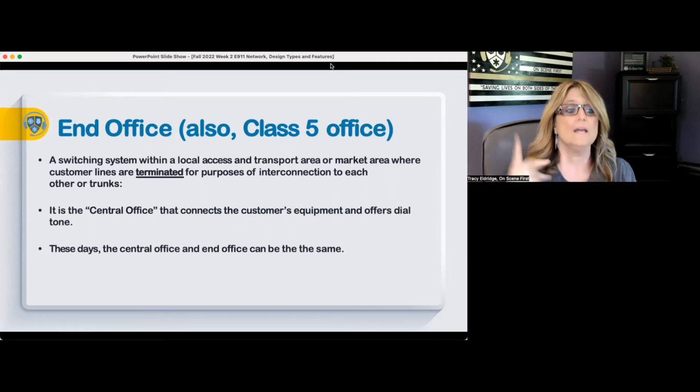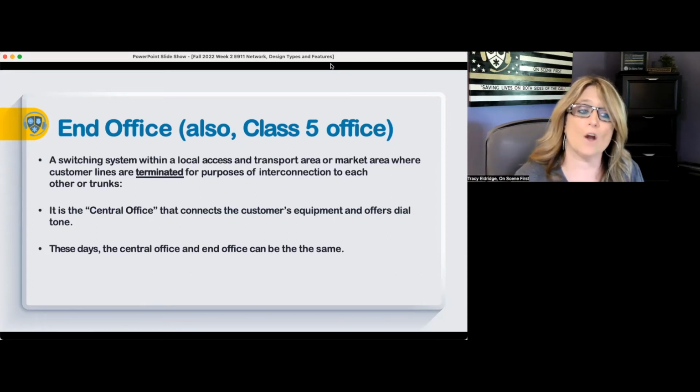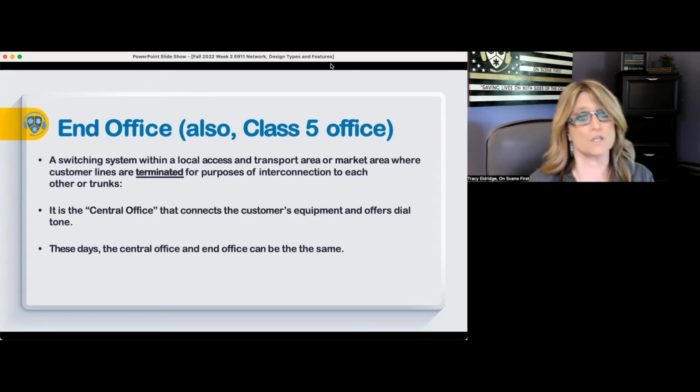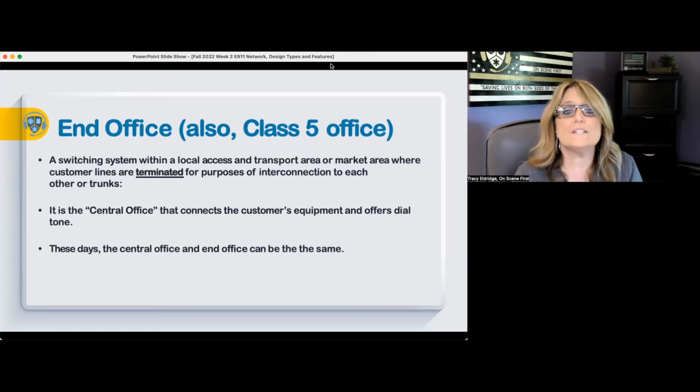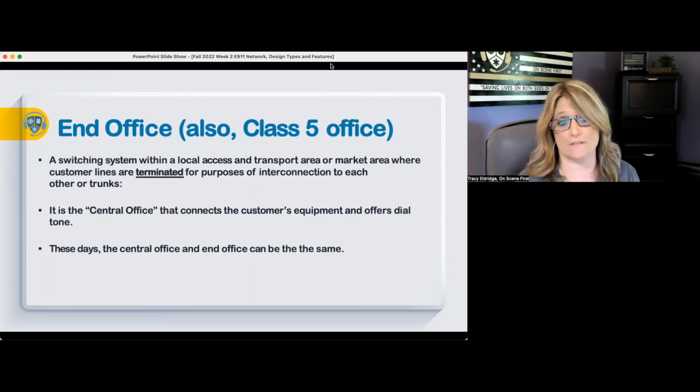All right. It is basically the central office that connects the customer's equipment and offers dial tone. These days, the central office and the end office can be one and the same. So it is a little bit confusing, but if you see a question, what is it determining? Has it ended in that location? If it says where it terminates, it's the end office or the class 5 office. Because the class 5, that's where my time at Wampatuck terminated.